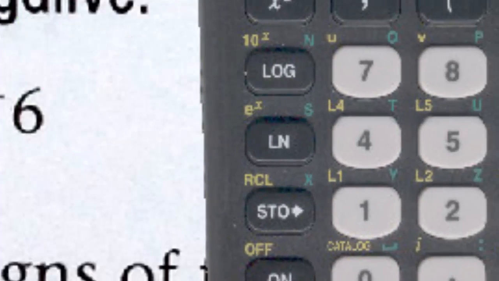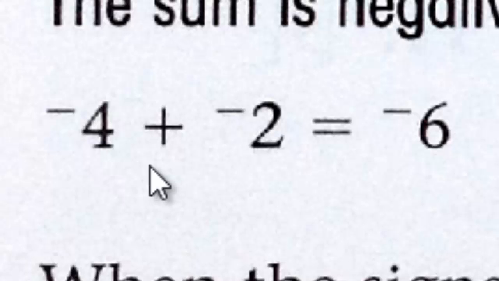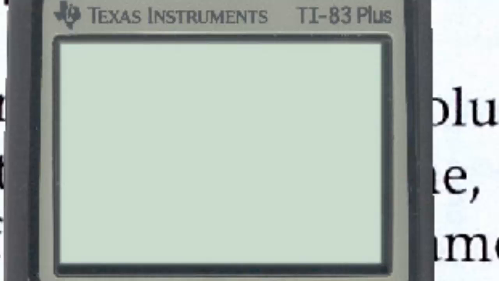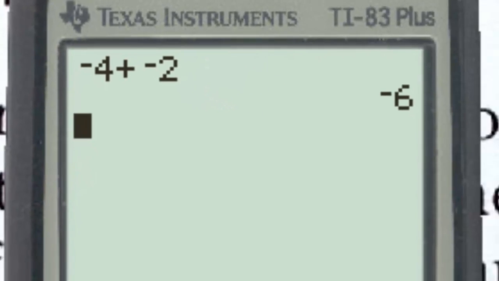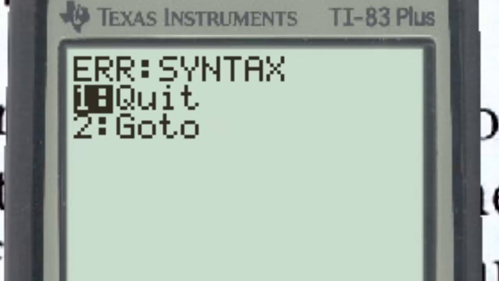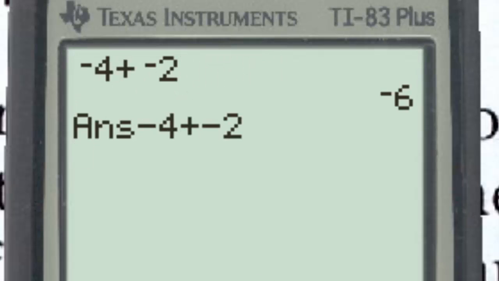So let's take a look at this. I can see that it says negative 4 plus negative 2 equals, and here's the answer is negative 6. Let's do this together. I'm going to click negative 4 plus negative 2, and I'm going to press enter. And the answer, of course, is negative 6, and that looks great. If you do something like minus 4 plus minus 2, it's going to come out looking weird, and it's going to give us this error syntax thing. So we want to be really clear about the difference between a negative sign and a subtraction sign.